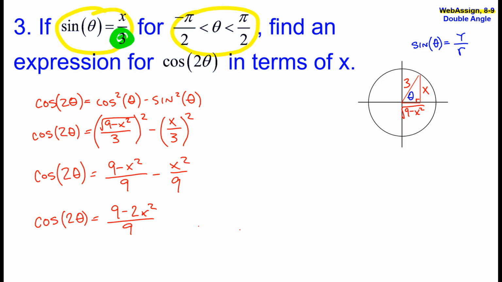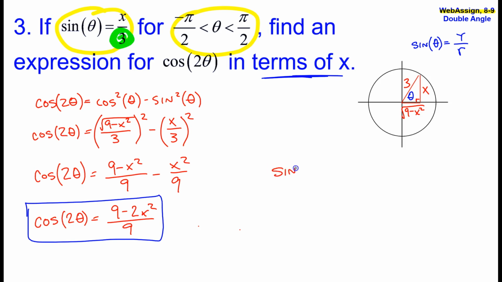So look at that. We came up with an expression for cosine of 2 theta in terms of x, and that's what they asked us to do. Folks, listen, I'm going to be honest with you, that was so fun. I'd like to do the sine of 2 theta as well. I know that we weren't asked to do that, but I'm really fired up about this. So for fun, I want to do the sine of 2 theta as well. The double angle formula for sine is 2 times sine theta cosine theta. So let's see what we come up with on this one.